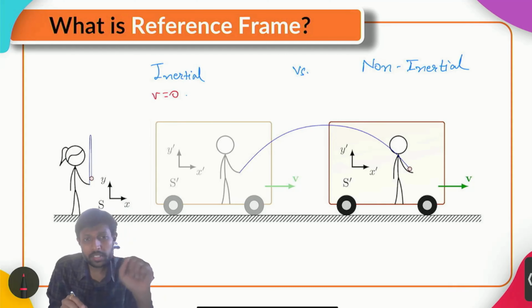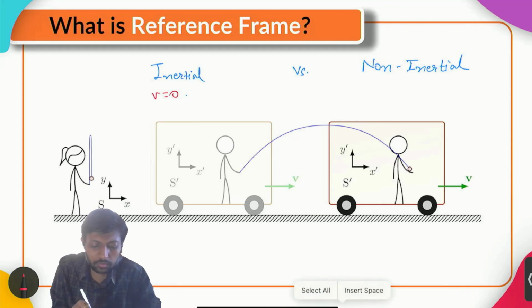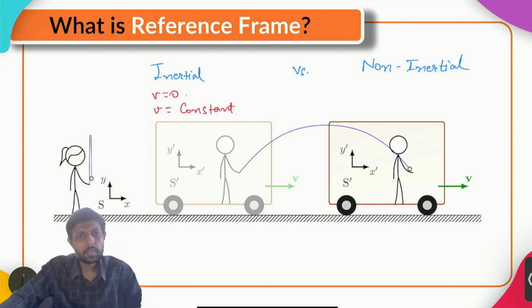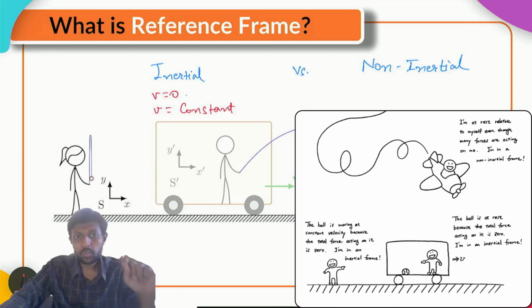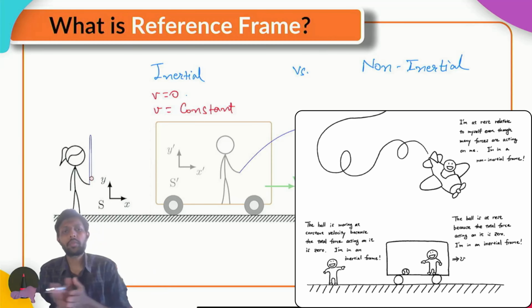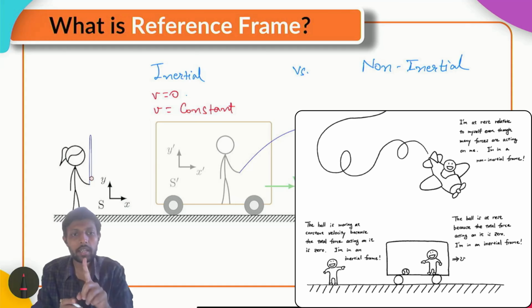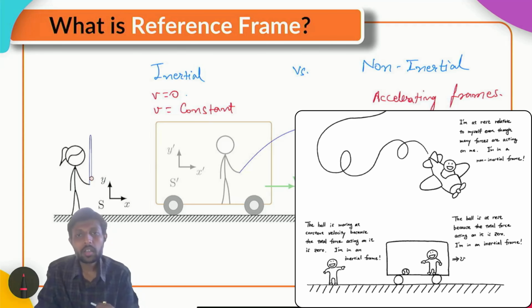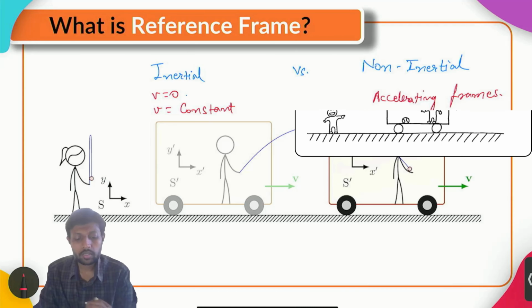The inertial frames are those reference frames, those points of reference, which are either at rest, so the reference frame itself is not moving, or it might move, but move with a constant velocity or constant speed. So inertial frames are those frames that are either at rest or are moving with a constant velocity. On the other hand, non-inertial frames are those frames that are accelerating. So accelerating frames, those are non-inertial frames, right?